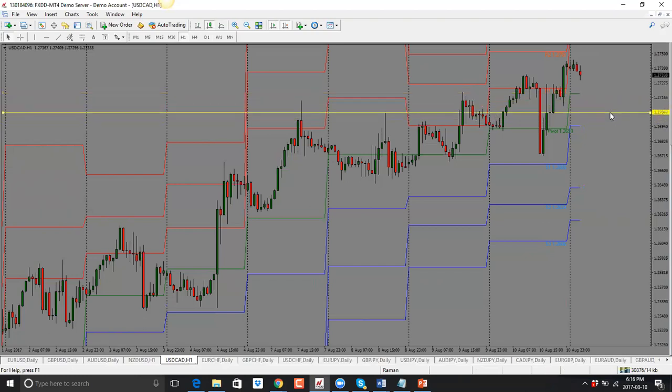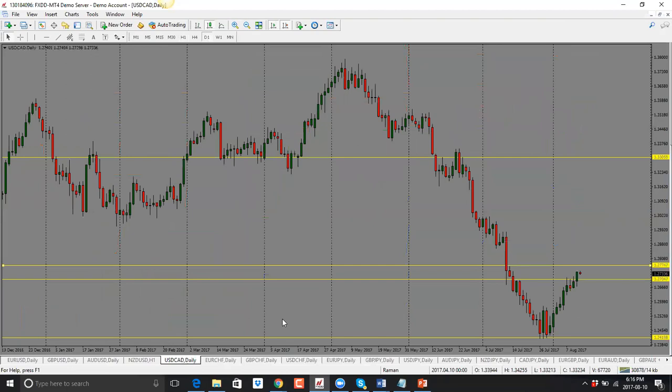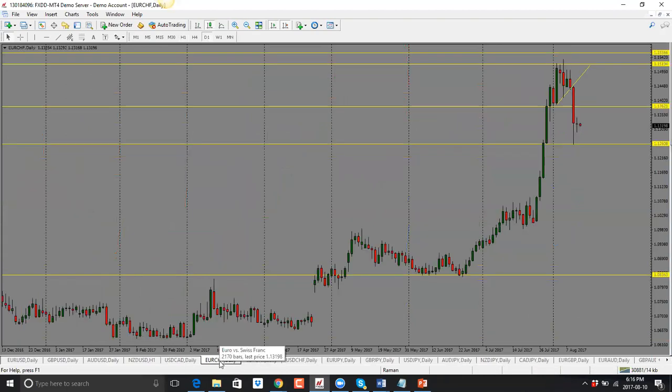However, the 1.2700 looks good as well, which is this pin right here. So overall, the bias is bullish on dollar CAD.